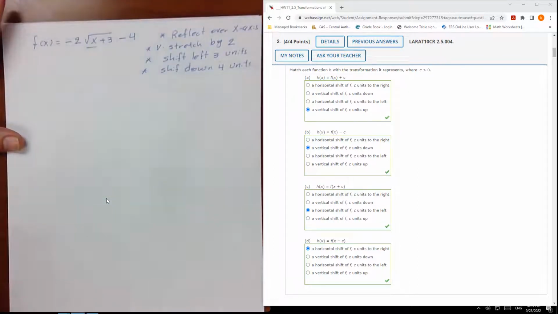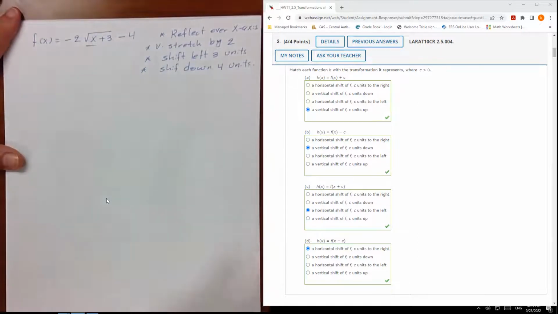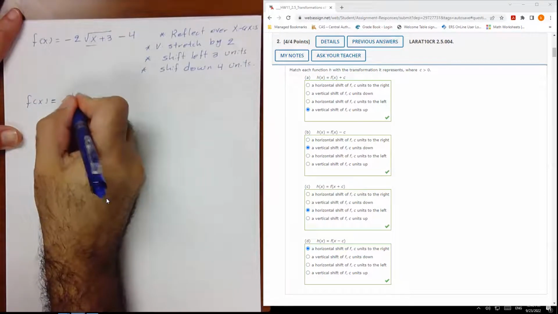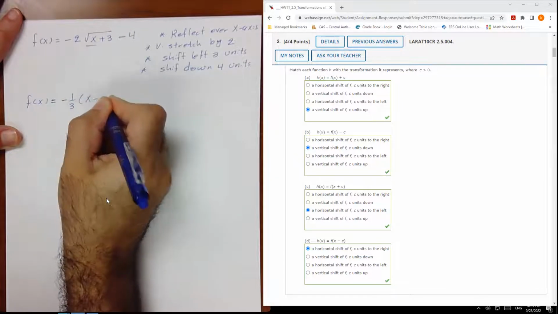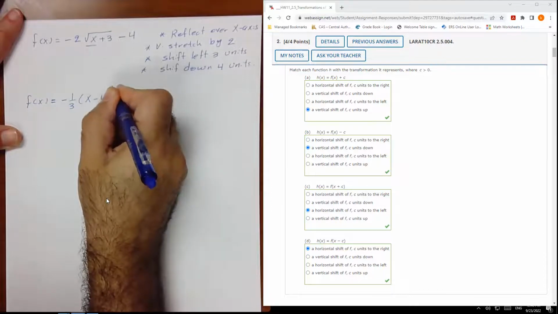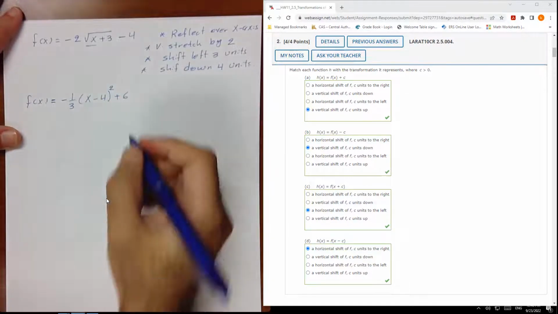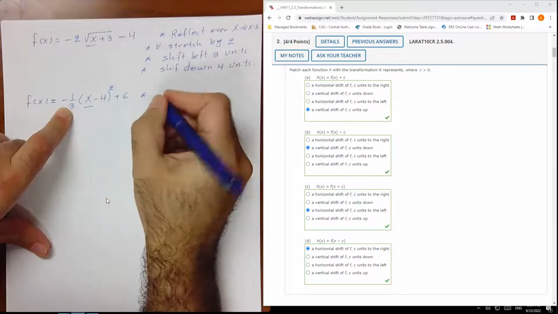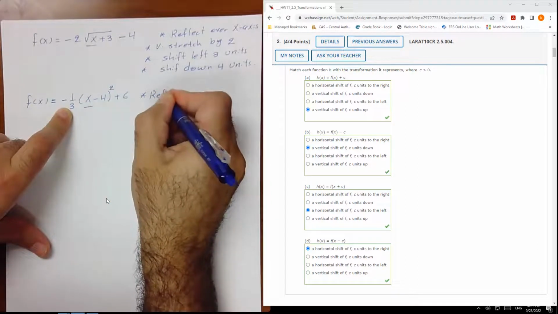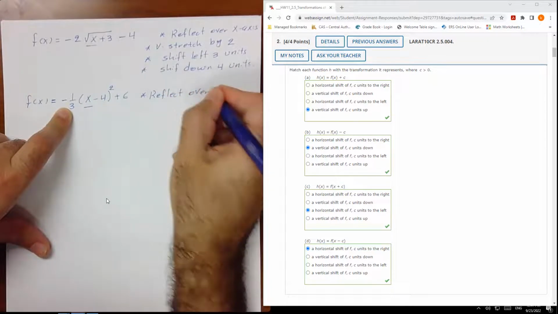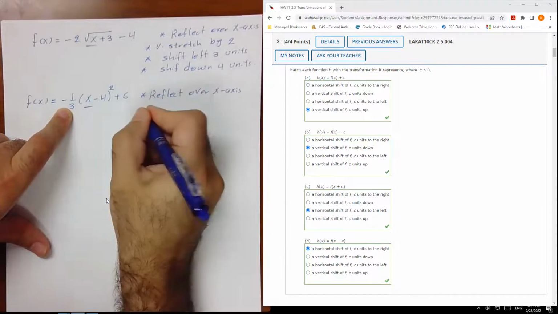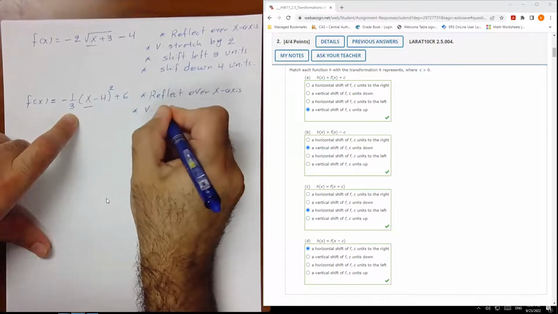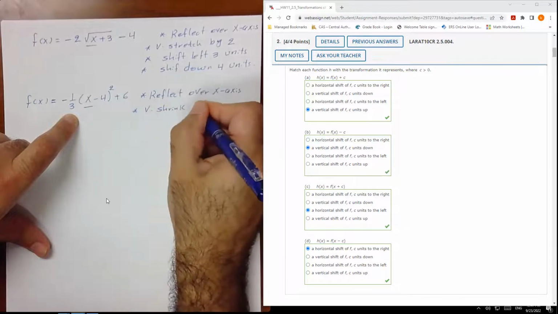Let's do another example to write down the techniques. If we have f of x equals negative 1 over 3 times x minus 4, squared, plus 6. The same thing from left to right, negative sign outside. This is the basic function x squared. So it's going to be reflect over x-axis. The second technique, 1 over 3 outside the basic function. So it's going to be vertical shrink by 3.